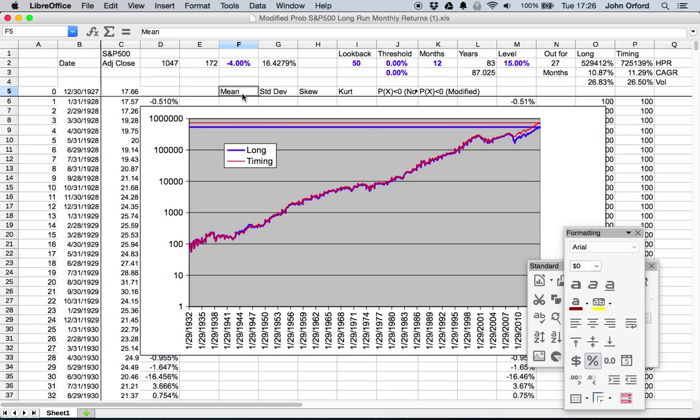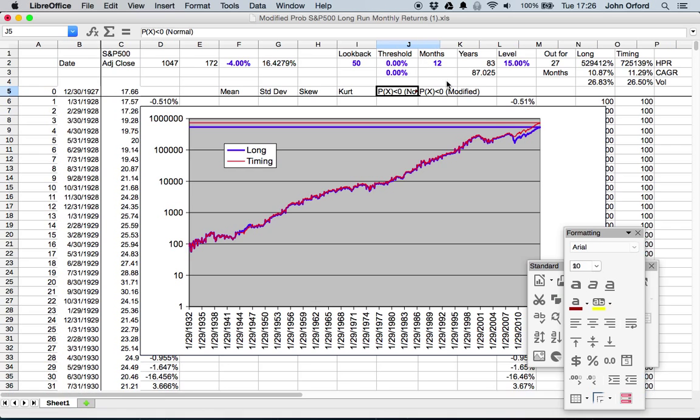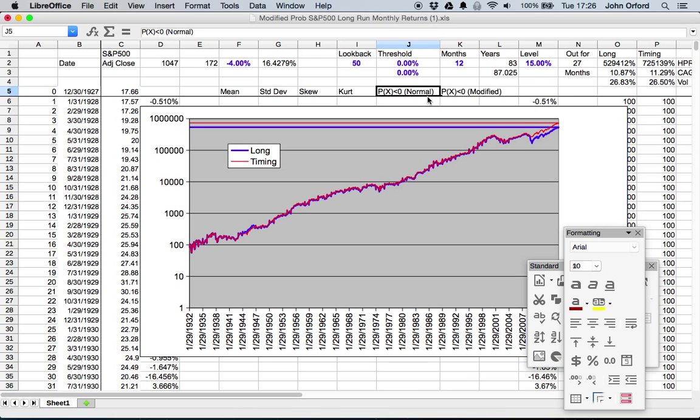So for the Cornish Fisher expansion, we need to calculate the mean, standard deviation, skew, and kurtosis. Obviously, for the normal probability calculation, we only need to calculate it using the mean and the standard deviation. And so modified column K here will be the column that calculates the Cornish Fisher expansion.